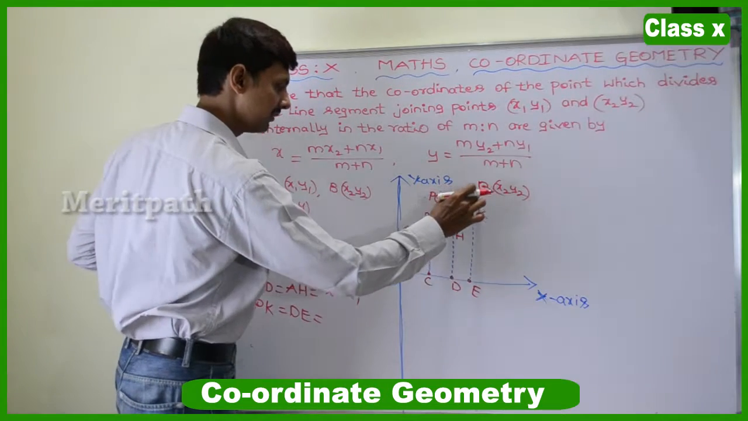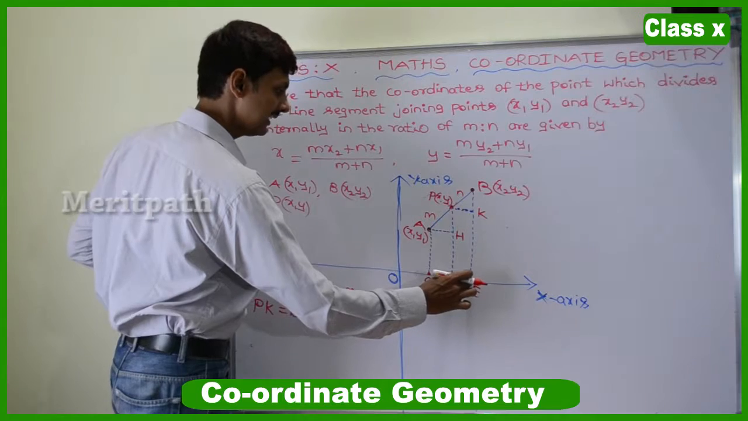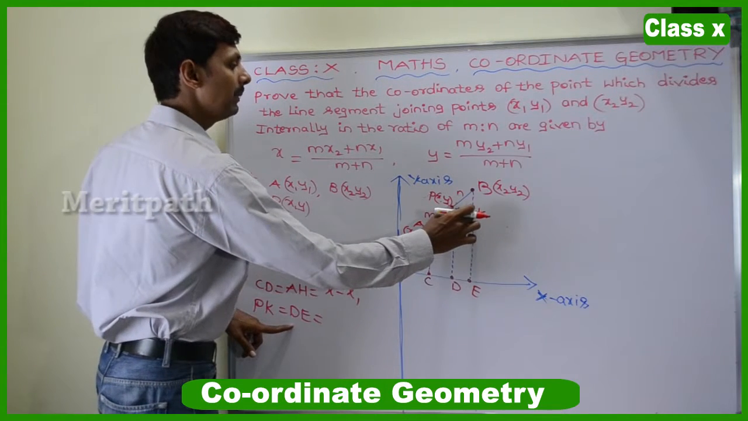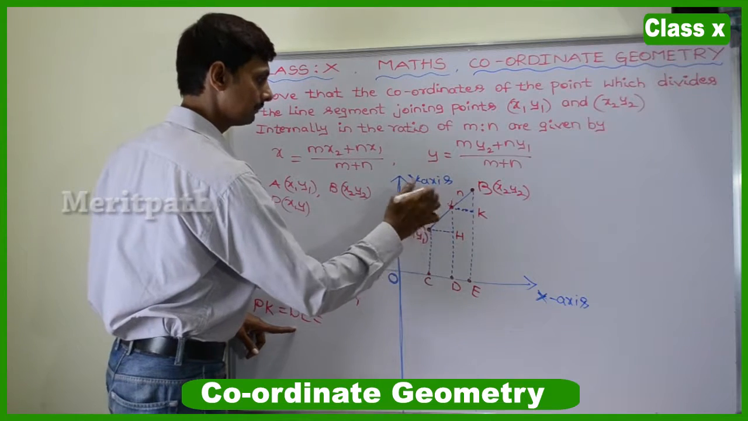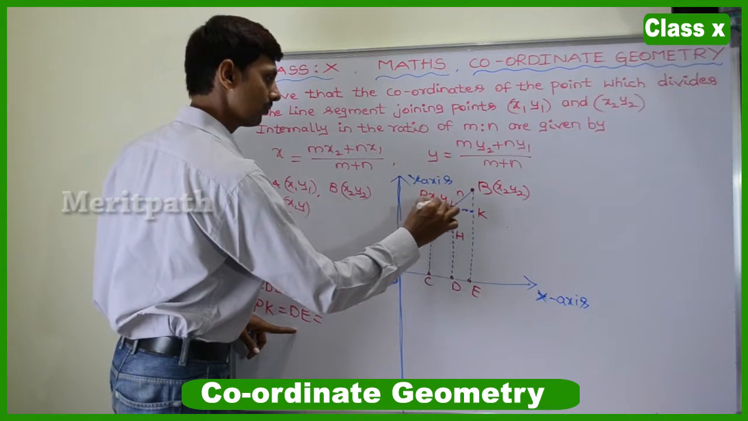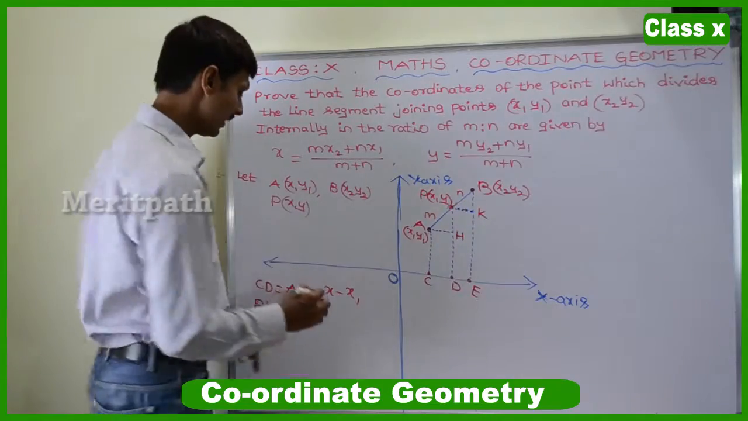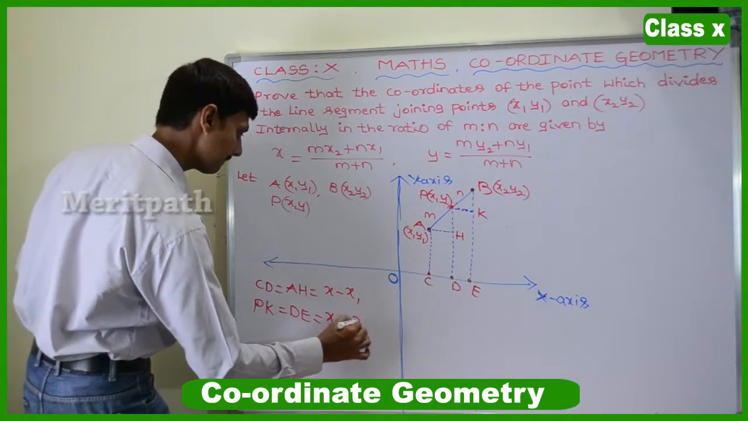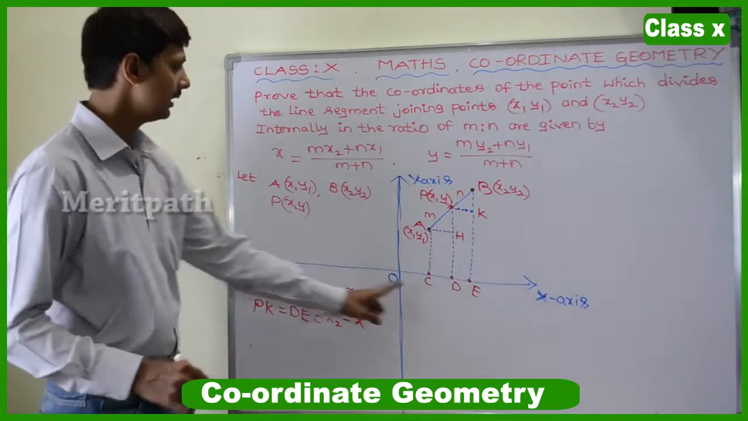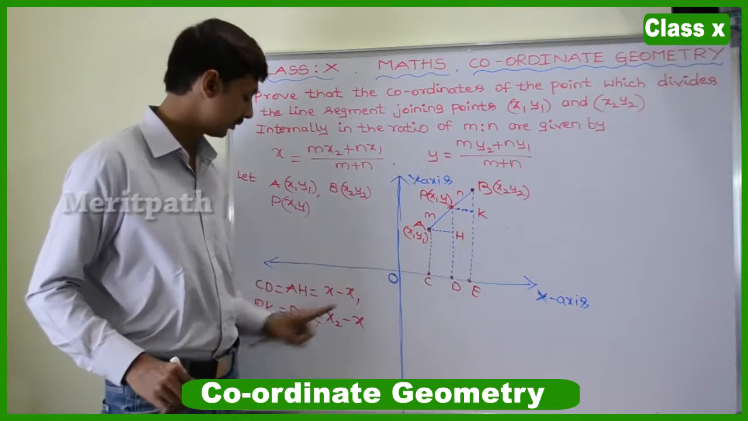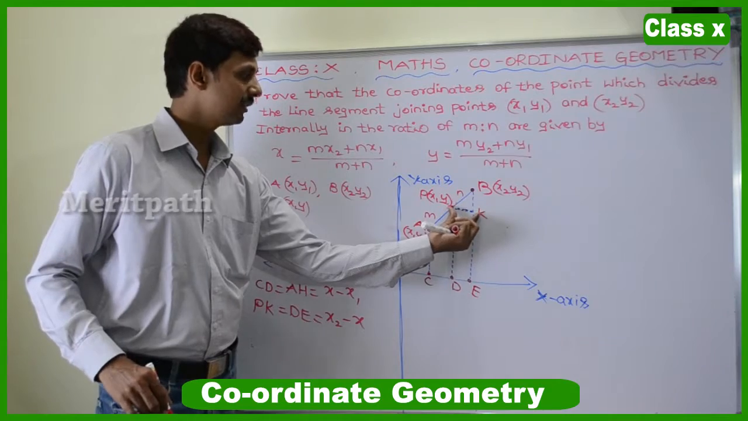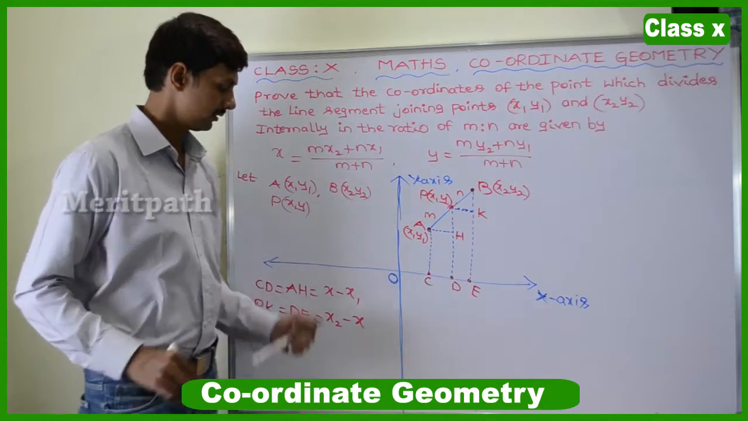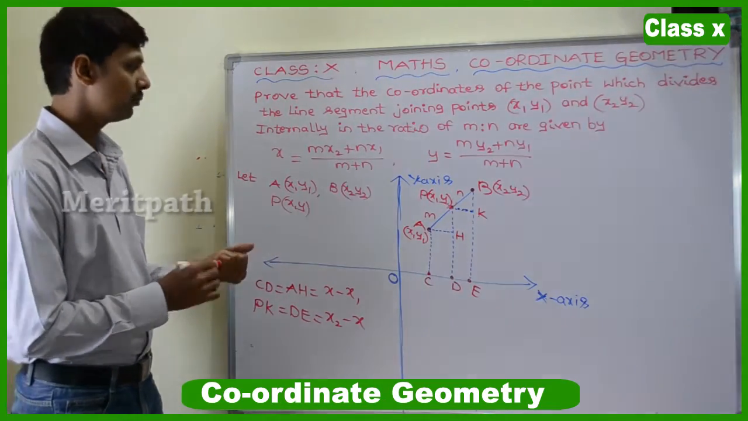Sorry, the difference between these 2 points, PK, is equal to x2 minus x. This is x comma y. So x2 minus x. So we found here CD is equal to AH is equal to x minus x1, and DE is equal to PK is equal to x2 minus x. So let us find out the other points also.